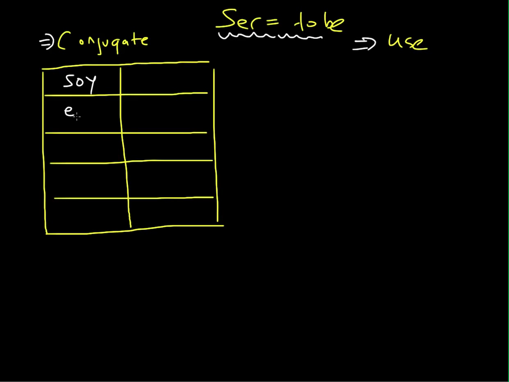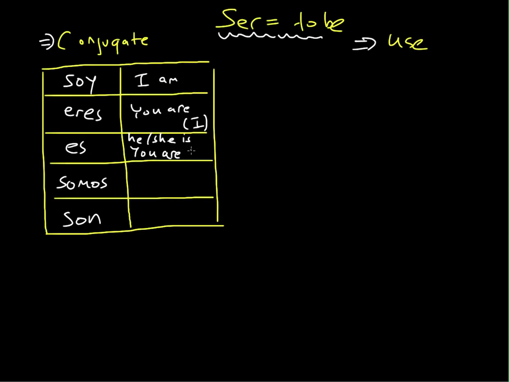Soy, eres, es, somos, son. Now in English, soy means I am, eres, you are, and remember this is the informal you. Es can mean he or she is, and it can also mean you are, and this is the formal you are, okay?